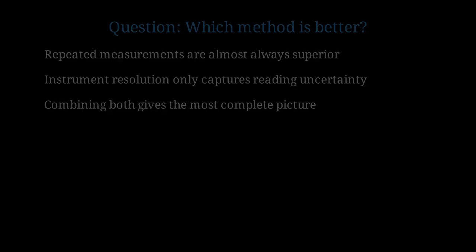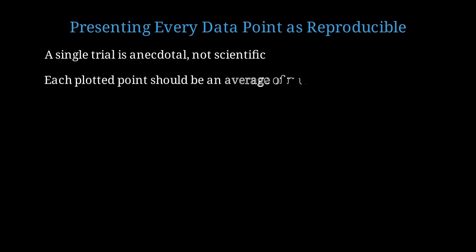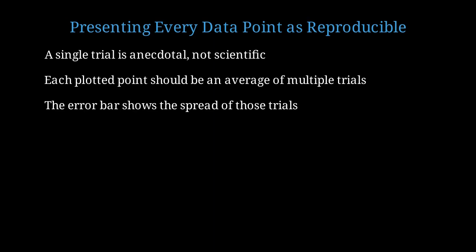A critical principle: every data point you plot should represent a reproducible measurement, not a single trial. A single trial is essentially anecdotal. It cannot be verified. It has no statistical weight. Each plotted point you put on a graph should be the average of multiple trials. 3 minimum, 5 is better, 10 is excellent. The error bar then shows the spread of those trials, giving the reader confidence that your result is reliable.